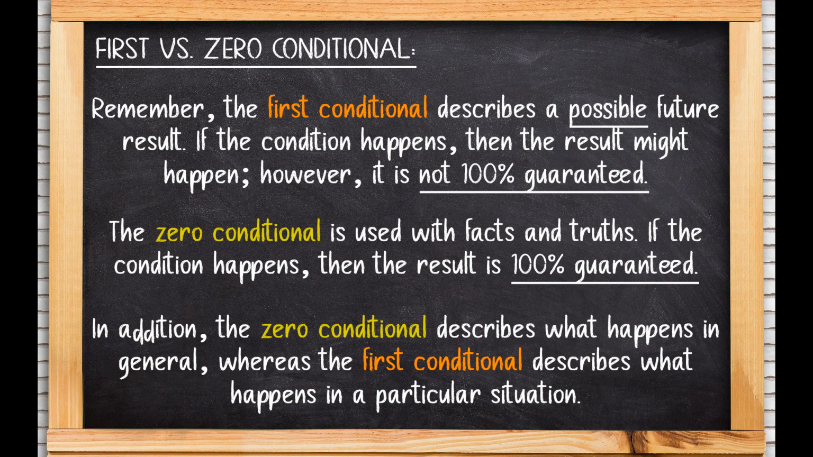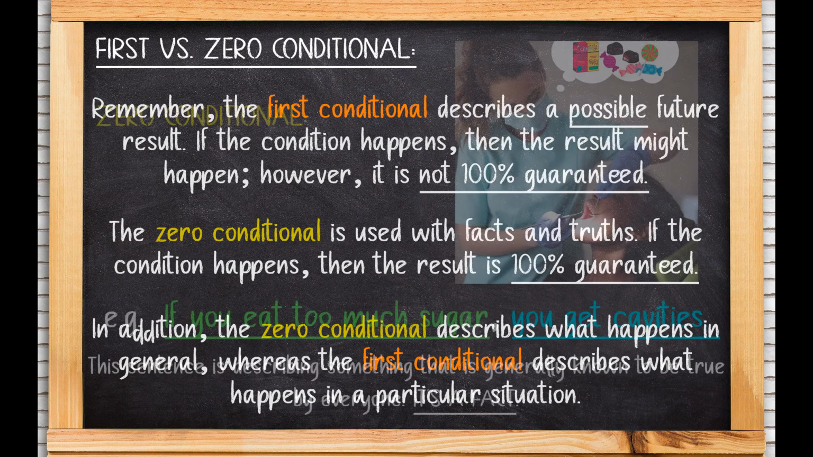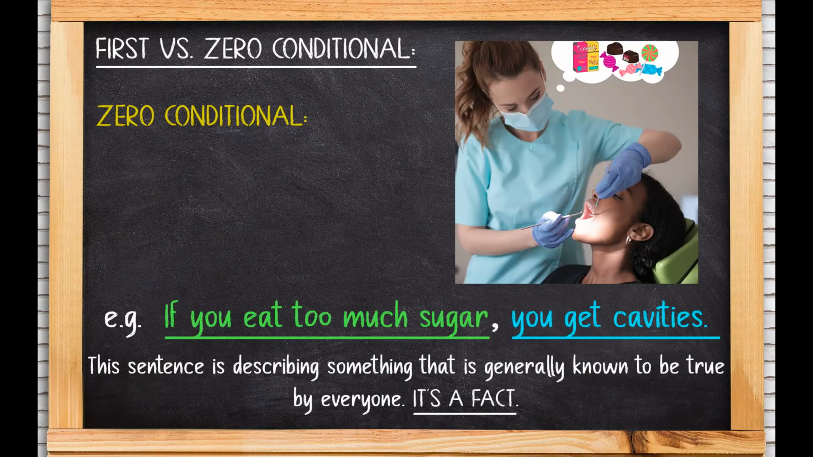Now, the zero conditional is used with facts and truths. If the condition happens, then the result is 100% guaranteed. In addition, the zero conditional describes what happens in general, whereas the first conditional describes what happens in a particular situation.